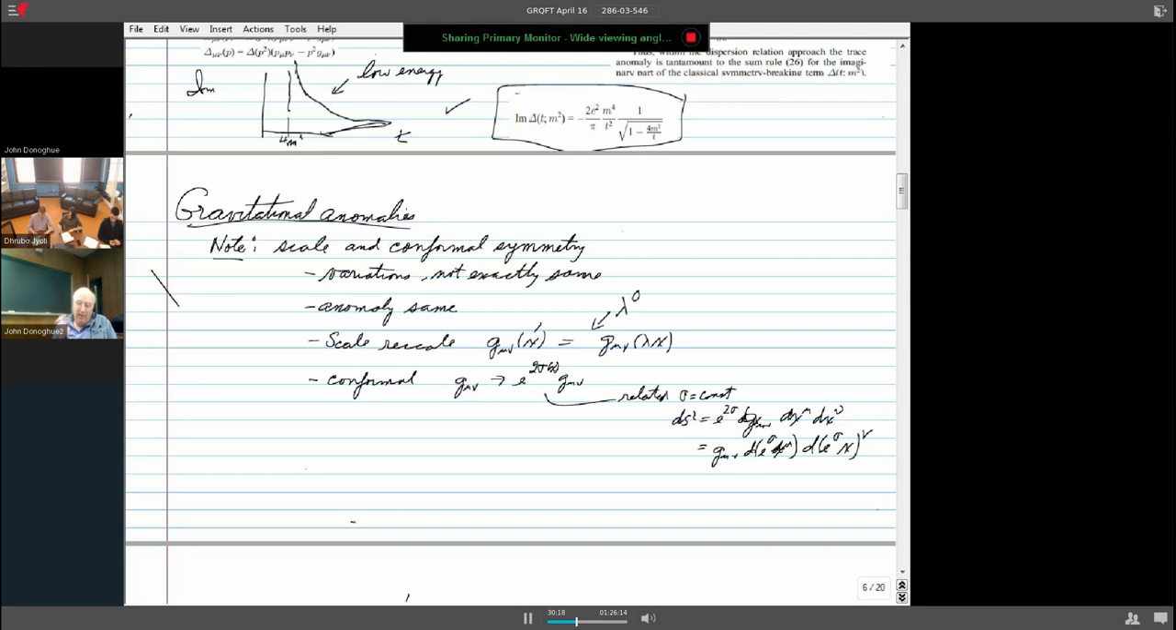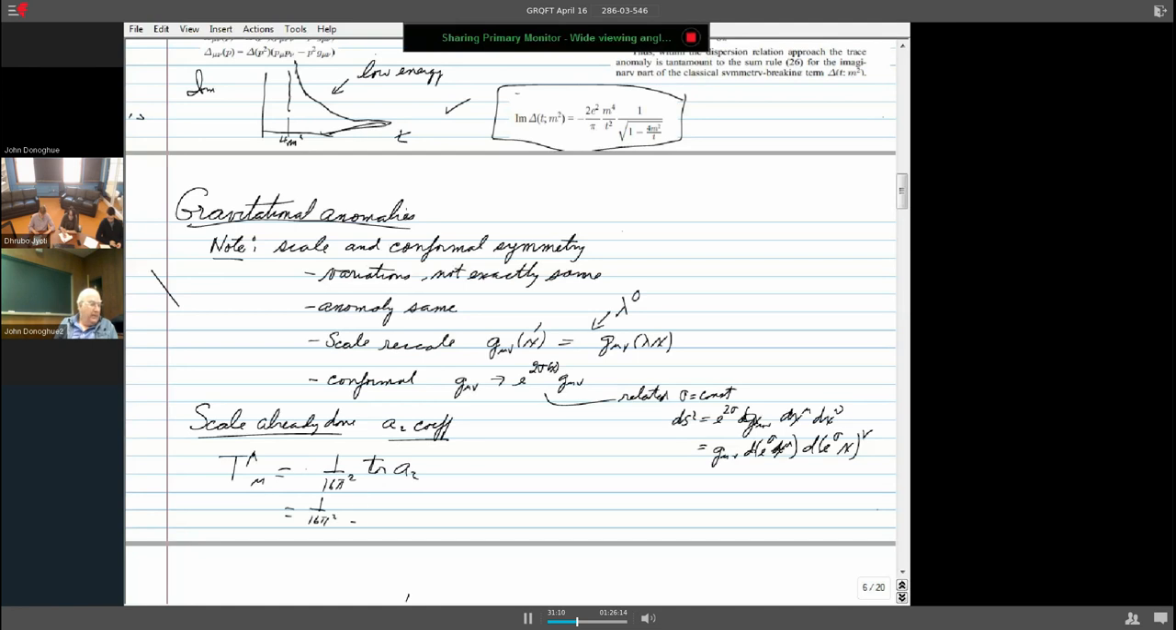If sigma is a constant, then we have ds squared is e to the 2 sigma g mu nu dx mu dx nu. And if it's just a constant, you can rescale it into the rescaling of the fields, g mu nu d(e to the sigma x mu) d(e to the sigma x nu), and you can get the same effects out. Okay, but it's different in principle. I was just talking about conformal versus scale, which you know well.